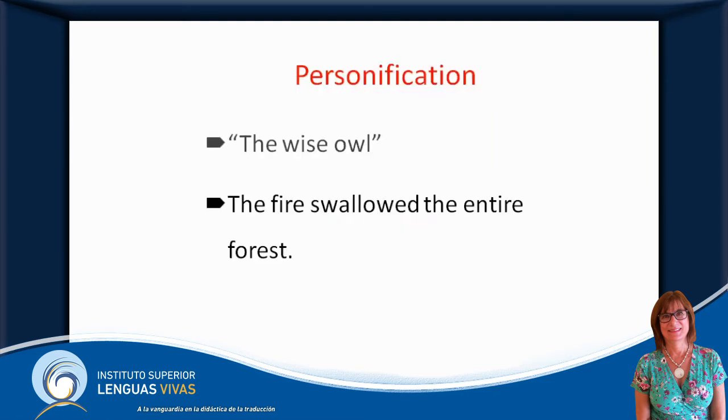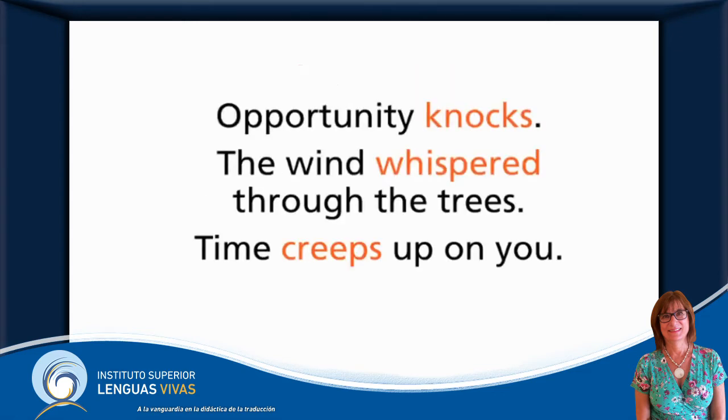What follows is personification, which is the practice of attaching human characteristics to inanimate objects, phenomena, and animals. You see the wise owl. The fire swallowed the entire forest. Then we can also see an example which goes like this. Opportunity knocks. Another one would be the wind whispered through the trees. Time creeps up on you. You see the examples, the idea of attaching human characteristics to opportunity, to the wind, to time.